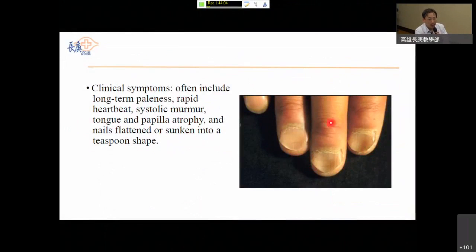and the child might have a rapid heartbeat, a systolic heart murmur, and tongue atrophy. Most importantly, you can see from his nail, the nail is different from yours or mine. Look, the nail is what? It is sunken into a teaspoon shape. Can the class see this nail is sunken? It's very different from what we have.